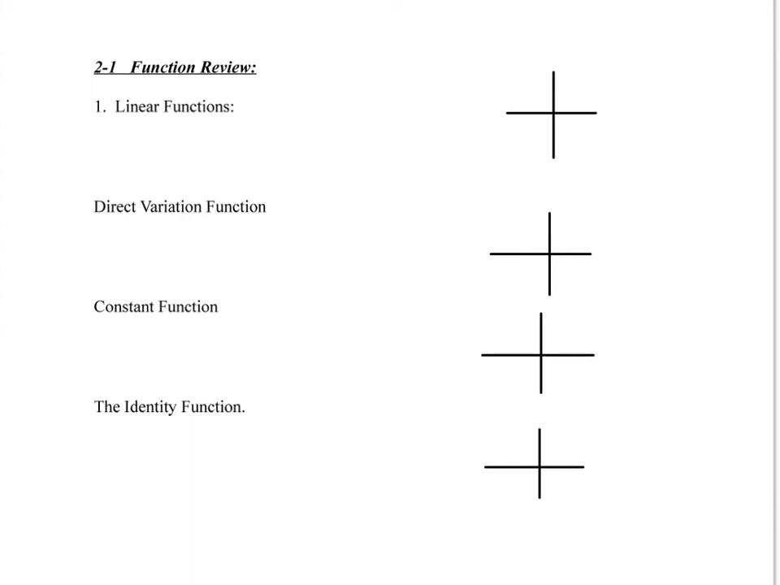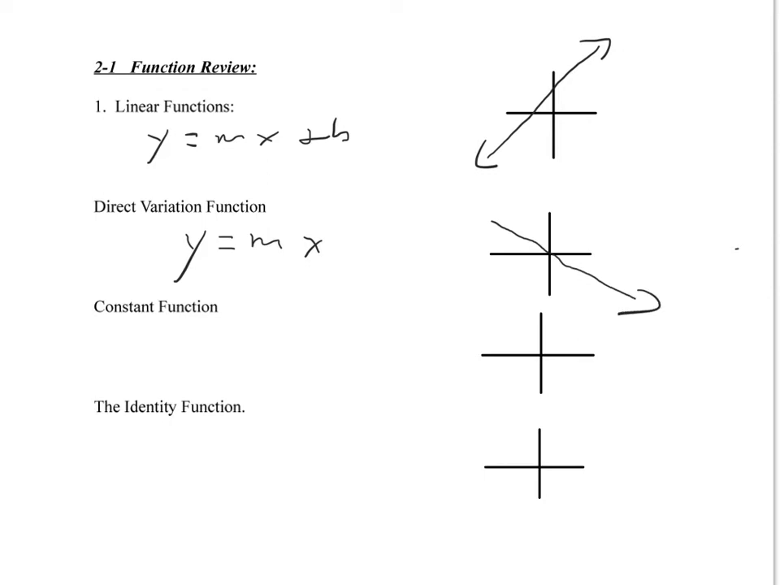Our first type of function, of course, are our linear functions. The equation looks like this: y equals mx plus b. The graph looks like something like that, right? And we know that. All right, a direct variation function is a linear function that passes through the origin. So there is a direct variation function, and a constant function, of course, is a horizontal line.